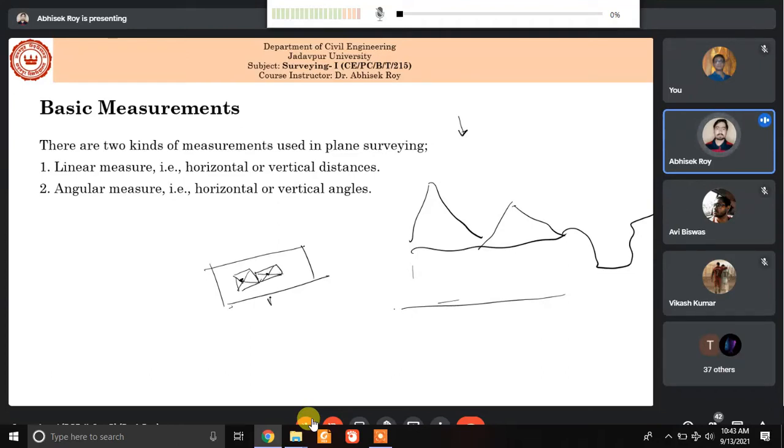So suppose this is the plan view. Now you have to know the distance between these 2 points. So what you will do, you will measure this horizontal distance. So this is the horizontal distance you are measuring.